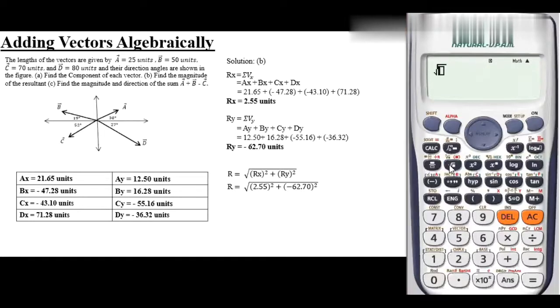So calculate natin, 2.55 squared plus negative 62.70 squared. That is equal to 62.75. So the resultant is equal to 62.75 units.